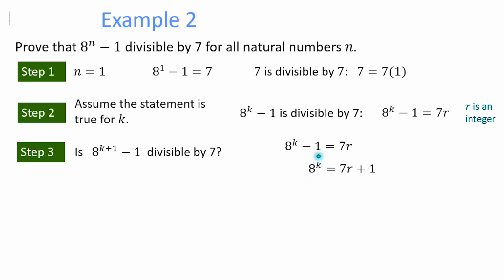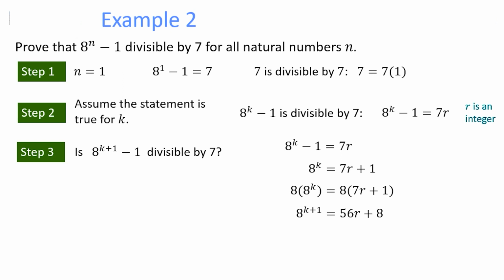Now I only have one exponent here, so I can make some changes in order to get 8 to the power of k plus 1. Now if you think of the rules of exponents, I hope you remember the product rule of exponents. So to get plus 1 in the exponent, it means that you need to multiply this 8 to the power of k by 8. And that's what I'm going to do on the other side as well. Now here on this side we will reach our aim, 8 to the power of k plus 1. On the other side we need to expand the bracket, so we will get 56r plus 8.